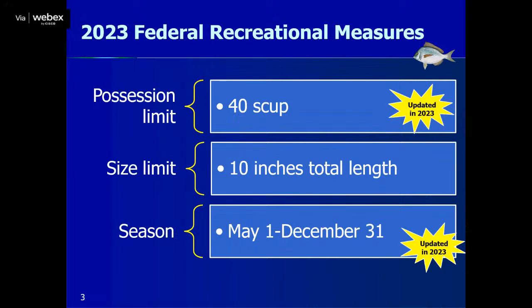So as you may recall, last year, the percent change approach required a 10% reduction in harvest for SCUP. Given this required reduction, the council and board adopted modified federal water measures that reduced the possession limit from 50 to 40 fish and reduced the season from a year-round open season to an open season from May 1st through December 31st, but they maintained the previous 10-inch minimum size limit. They also agreed that given federal water measures alone would not get us the full 10% reduction in harvest, state water measures would also be modified to achieve the remainder 10% through the commission process.